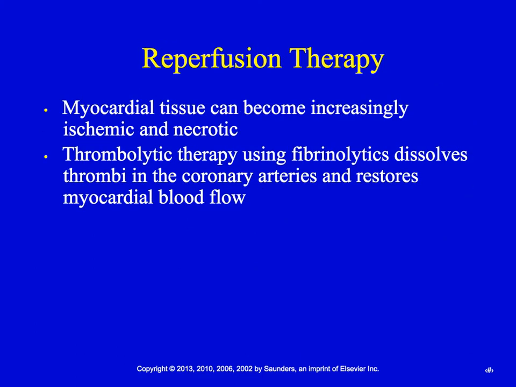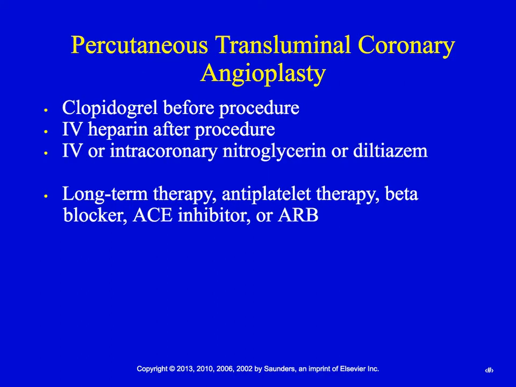So basically just definitions of what can happen if the myocardial tissue becomes ischemic and necrotic. The thrombolytic therapy can just open up those coronary arteries and restore myocardial blood flow. But again, like I said, we don't use these a whole lot anymore. We typically go with the intervention in the cath lab to open up those vessels. So this percutaneous transluminal coronary angioplasty is just referring to that intervention. It's when angioplasty typically refers to going in with a balloon and opening up that artery by inflating the balloon in the area where the plaque is.